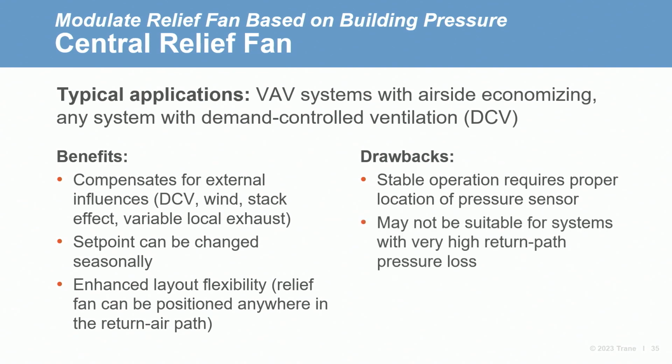And a relief fan might not be suitable for those systems with a very high return path pressure loss. This might be the case if the return air is fully ducted, if flow control devices are installed in the return air path for space-to-space pressure control, or if high-efficiency filters are installed at return air grills. If the supply fan is unable to overcome the combined pressure loss of the supply and return air paths, a return fan may be necessary.